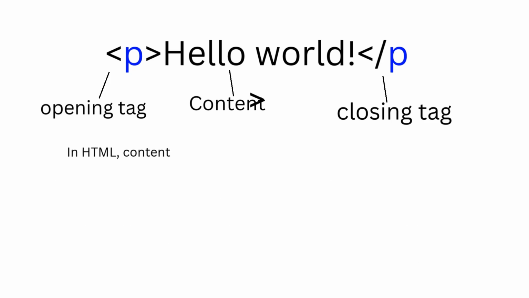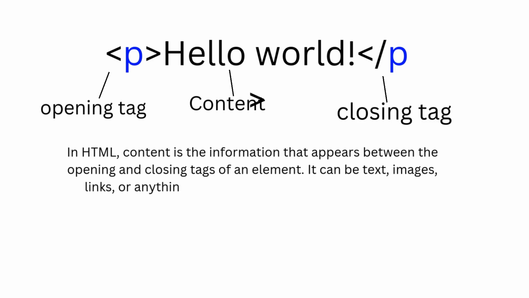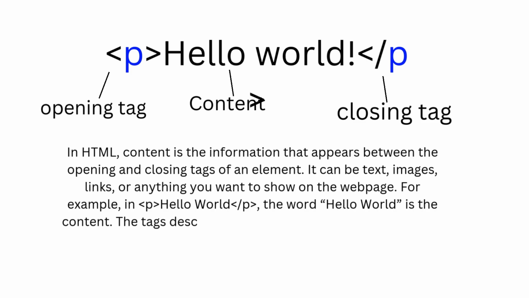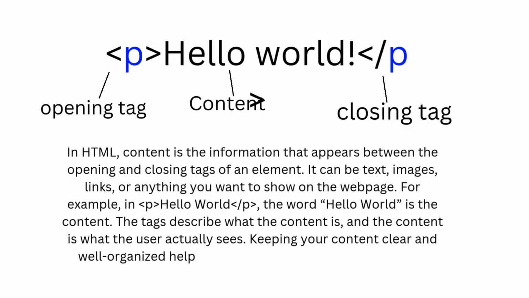In HTML, content is the information that appears between the opening and closing tags of an element. It can be text, images, links, or anything you want to show on the web page. For example, in opening p tag, Hello World, closing p tag, the words Hello World are the content. The tags describe what the content is, and the content is what the user actually sees. Keeping your content clear and well organized helps make your web page easy to read and understand.